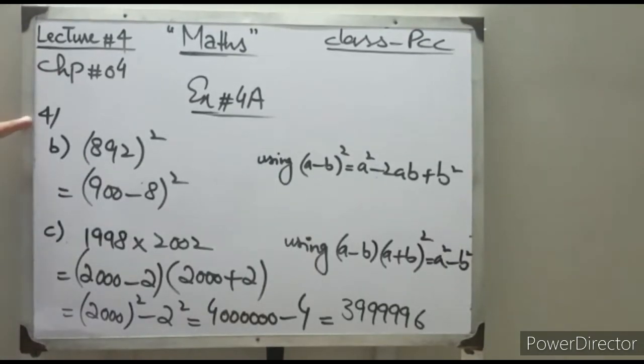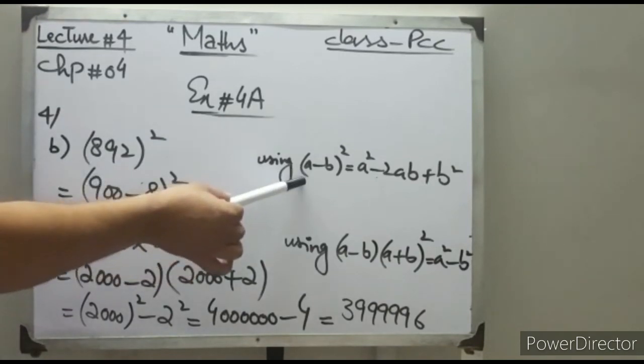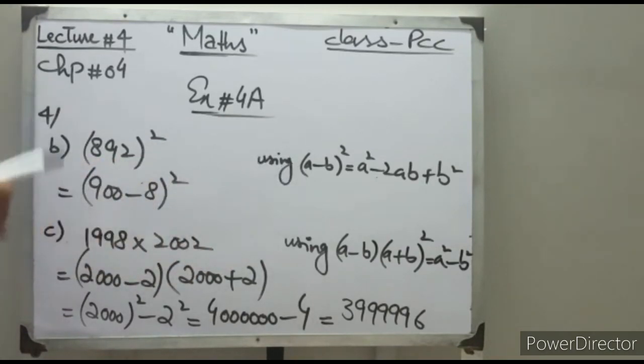Students, question number 4 part B, 892 whole square. You may write 892 as (900 minus 8) whole square. Now apply the second identity on this question. You may solve this question yourself.